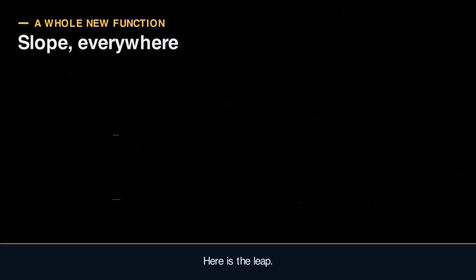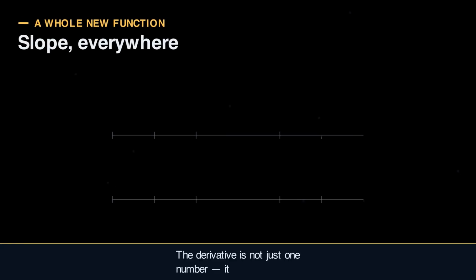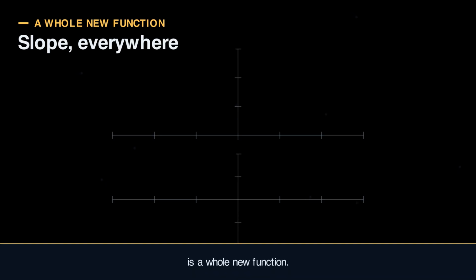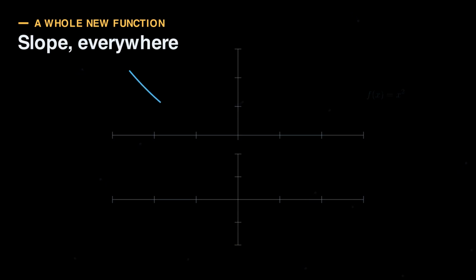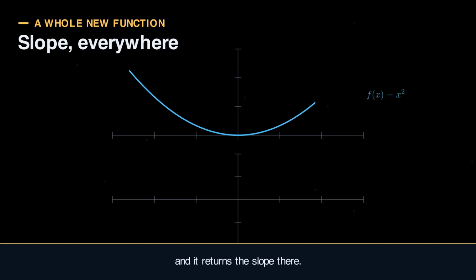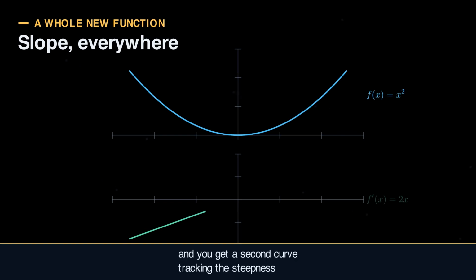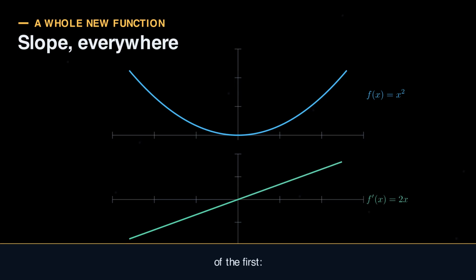Here is the leap. The derivative is not just one number, it is a whole new function. Feed it any x and it returns the slope there. Plot it and you get a second curve tracking the steepness of the first, rising where the original climbs, 0 at its peaks and valleys. Slope as a function of position.